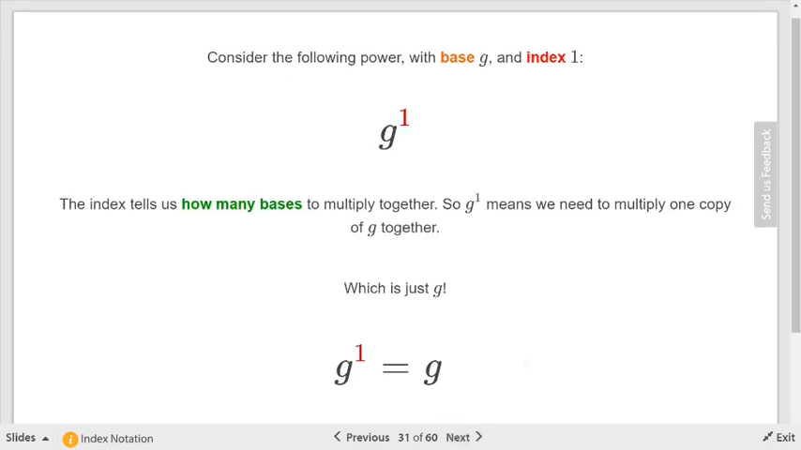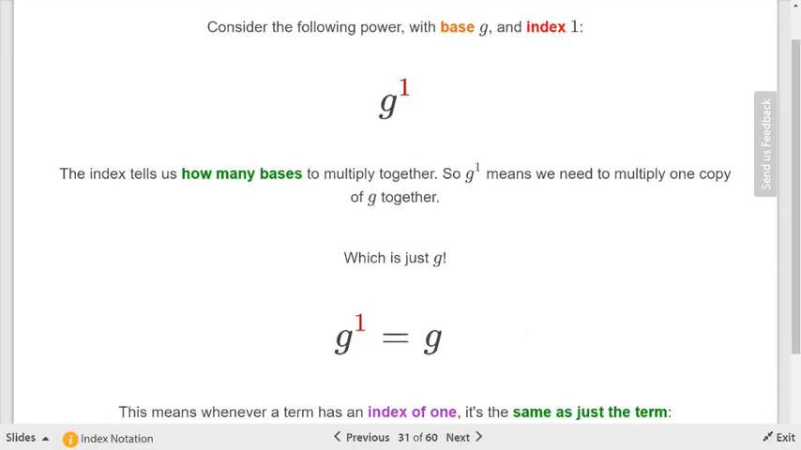Now, here's something that's very important, though. If something doesn't have an index or an exponent, we just assume it to be there. So if I have plain old g, that's the same as g to the 1st power, or g to the 1. It just means g times g once. And g once is g. It just means g once, or 1g, right?